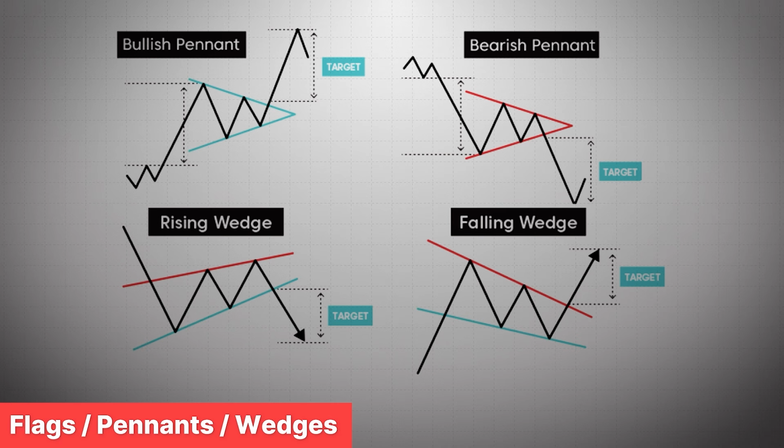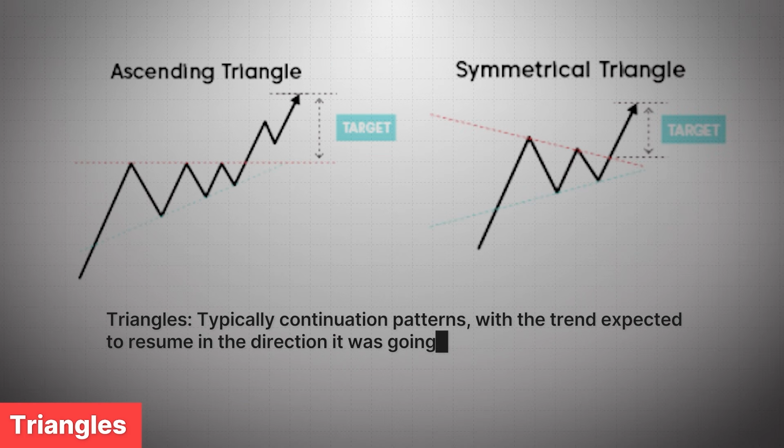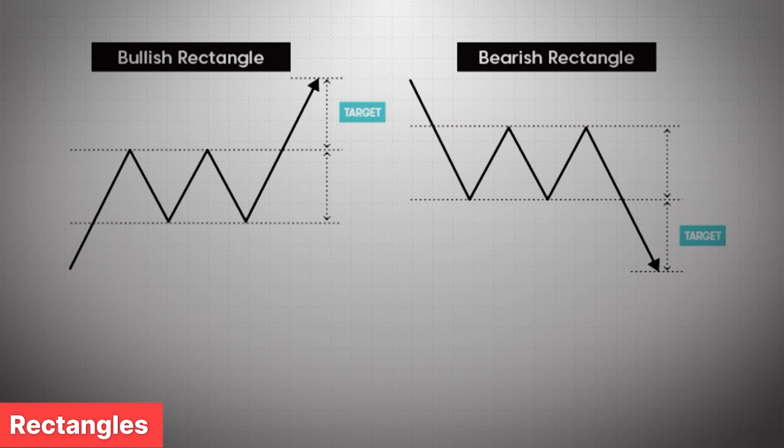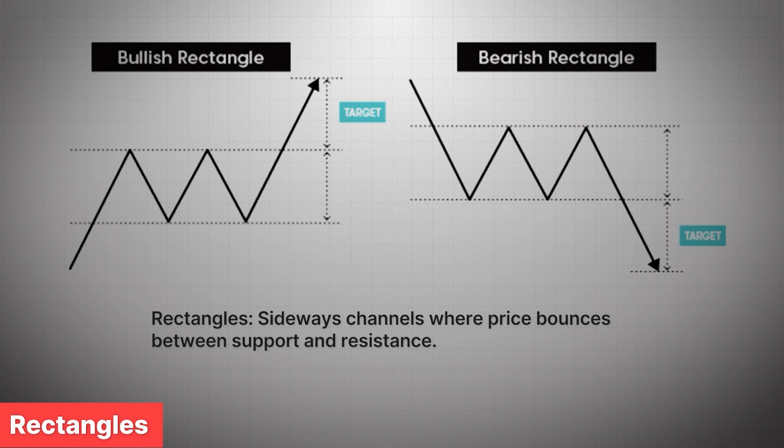These appear as brief consolidations or pullbacks against the prevailing trend. They usually lead to the trend continuing once price breaks out of the pattern in the direction of the prior trend. Triangles are usually continuation patterns, with the trend expected to resume in the direction it was going before the triangle formed. Rectangles are my favorite continuation patterns.